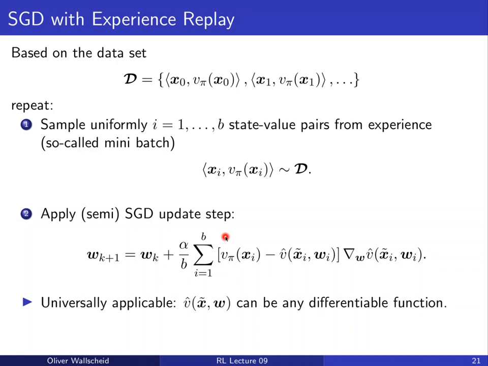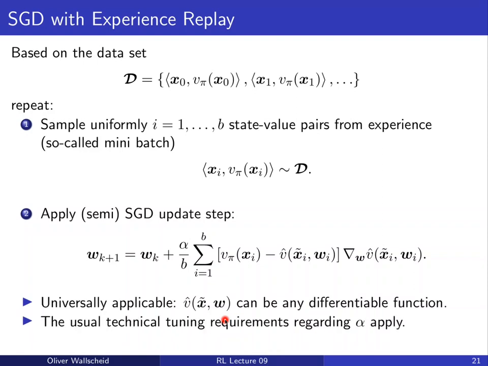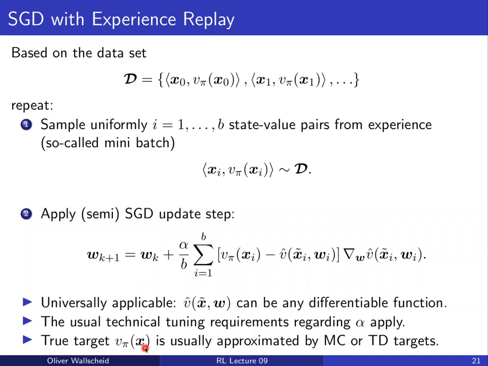The idea of experience replay is universally applicable. Only V hat has to be any differentiable function, which was also our initial statement, that V hat has to be a differentiable function. And we can apply experience replay in the presented fashion here. The normal tuning requirements regarding alpha apply, so we should take care of tuning alpha over the number of sampling steps in order to prevent diverging of the entire prediction task, and also to find the steady state solution by taking alpha to small values after a couple of updates. And as I mentioned, the true target has to be approximated either by MC or TD targets. With that approach, we can go forward in the batch learning sense and apply it with any kind of function approximator we have introduced.